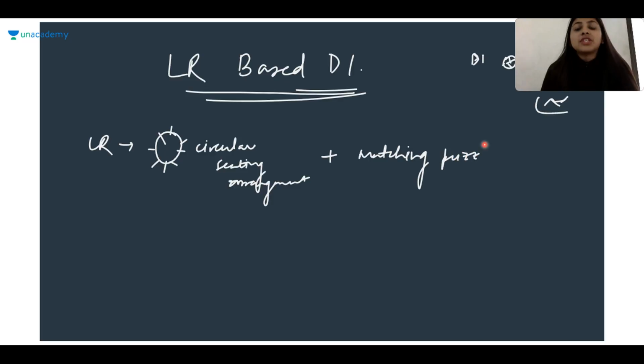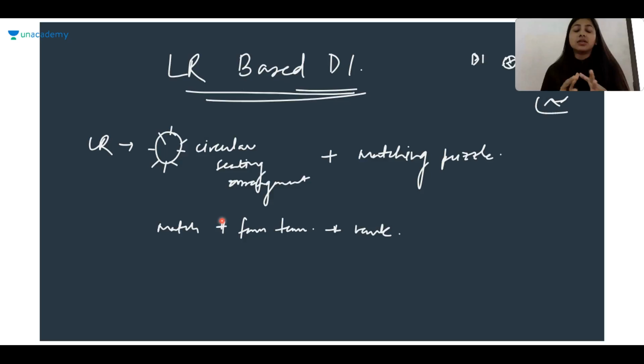Or there are questions where you have to match plus form teams, plus you have to also rank them according to their ranks in certain thing. Two or three topics will be mixed together in one set. Questions will be asked in this format now. So to be able to solve questions in this format, you need to have individual understanding of these topics. Have an individual clarity of these topics and you will see that you are able to solve sets like this.